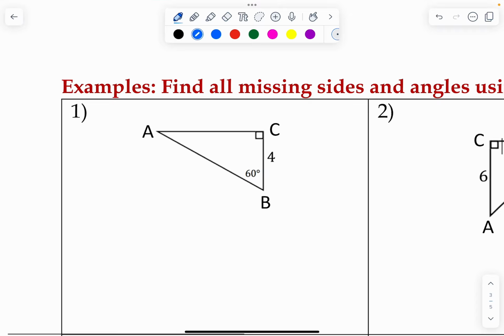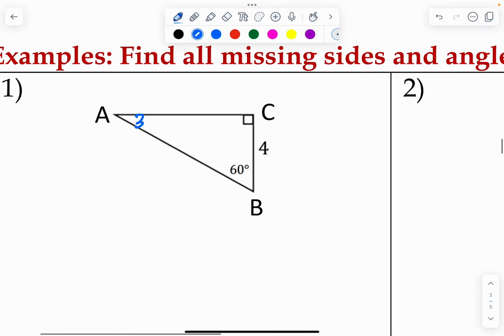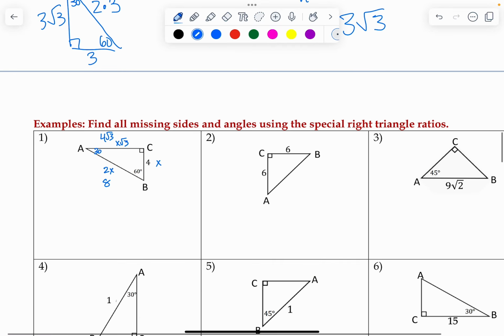Okay, so here is a 30, 60, 90. They gave us a cross from the 30. So then this is x root 3, and this is 2x. So this becomes 4 root 3, and this becomes 8. So find the missing sides. Okay, so we could say what we didn't know is little b.